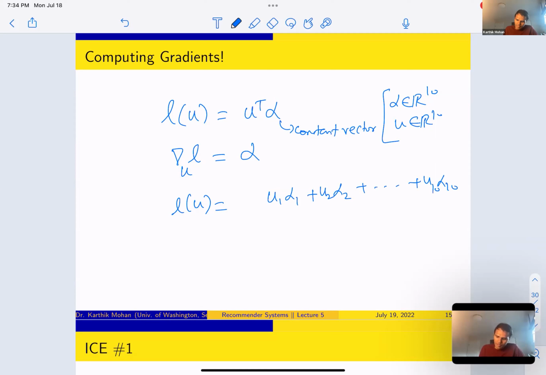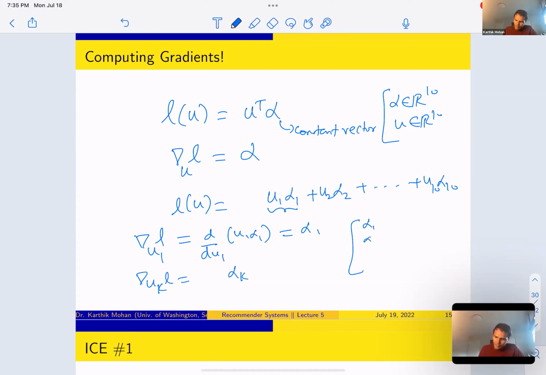So the gradient of L with respect to U, let's say with respect to U1, I only look at all the terms that have U1, which is only this one, and take the derivative with respect to U1. So this is d by dU1 of U1 alpha 1, which is alpha 1, right? And then I do the same thing for, let's say, UK, I get alpha k. So if I put it all together, I get alpha 1, alpha 2, through alpha 10, which is the same as alpha. So the gradient of L with respect to U is alpha.